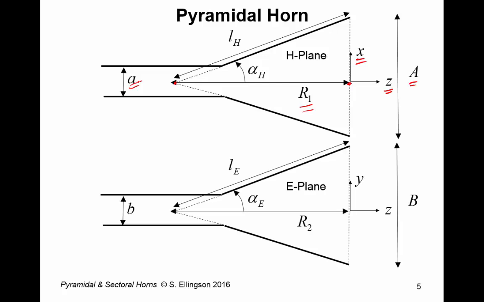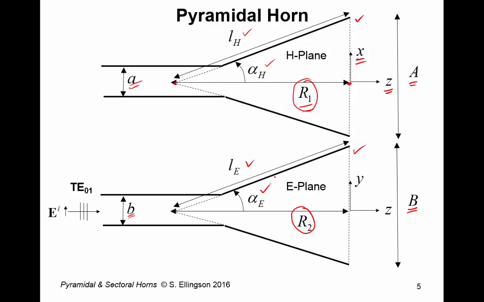In the E plane, we also have a flare. So this is a new thing. This is the same description that we had for the H-plane sectoral horn, but to make it a pyramidal horn, we also flare now in the E-plane. In the E-plane, we'll have an opening dimension of B, big B, and the waveguide has dimension little b, just to keep the notation consistent. And then just as we had a dimension R1 in the H-plane, we'll have a dimension R2 in the E-plane. And then all the other variables follow suit. L sub h becomes L sub e, alpha sub h becomes alpha sub e, and so on.